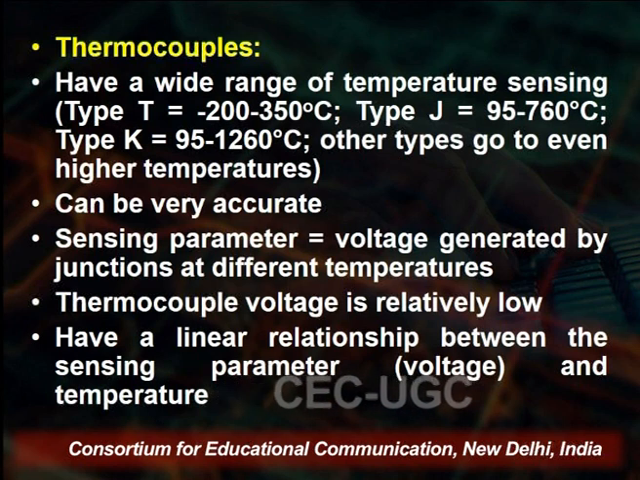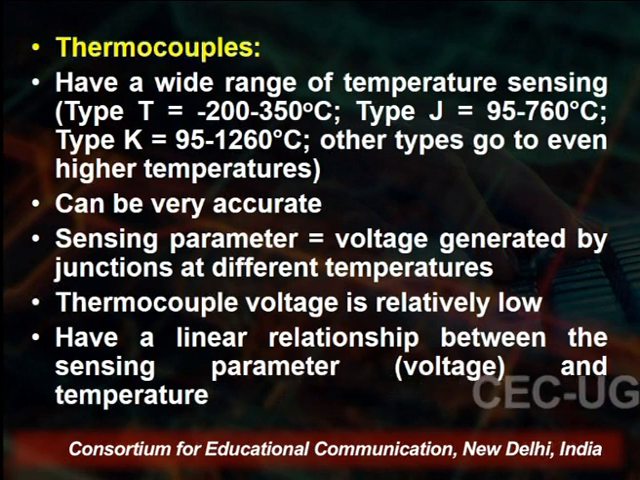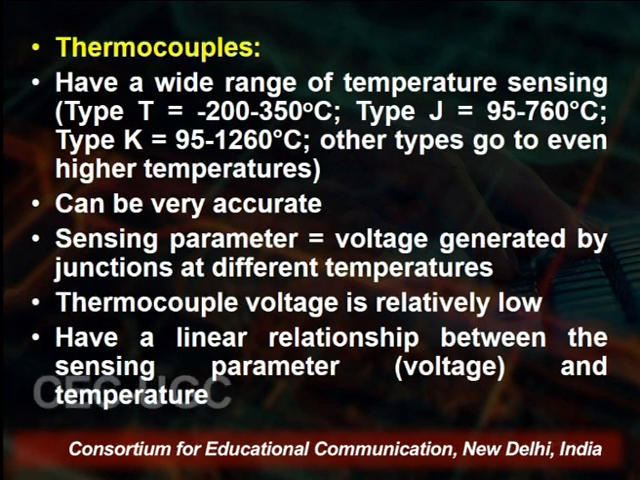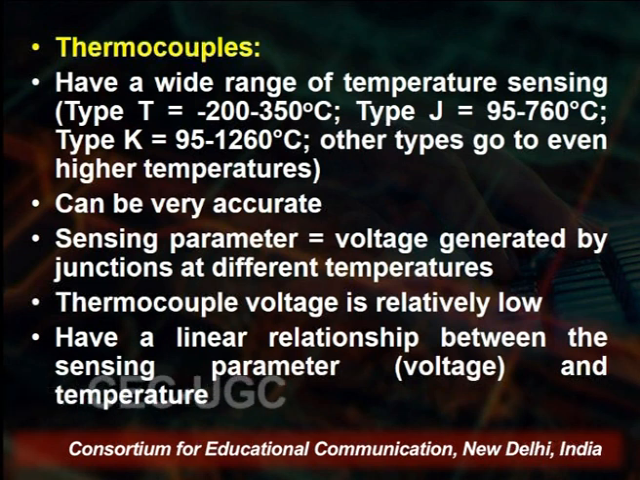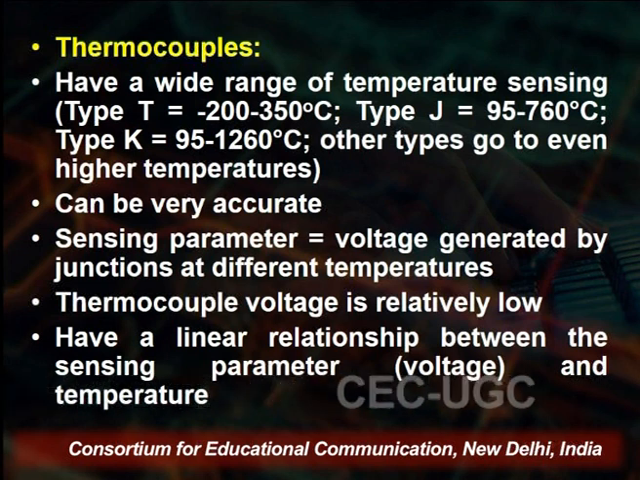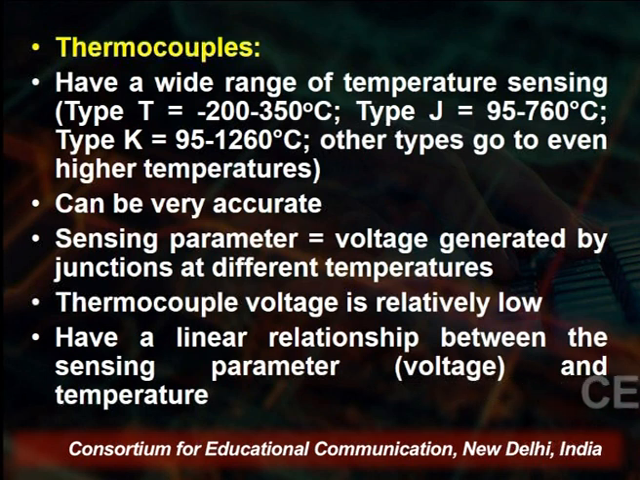In case of the thermocouple, they have a wide range of temperature sensing, like minus 200 to 350 degrees centigrade. This is a very wide range of sensing which is used to measure the temperature in any devices. Moreover, type J is 95 to 760 degrees centigrade. Type K is 95 to 1260 degrees centigrade. Other types go to even higher temperatures. Moreover, thermocouples can be very accurate.